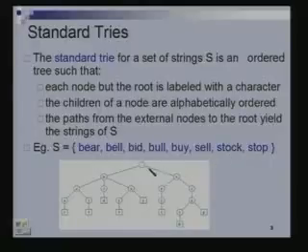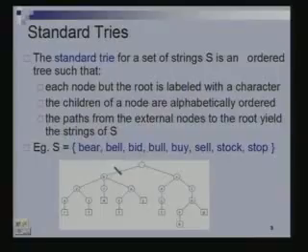Now I'm going to create a tree here. This is not a binary tree. In fact, the arity, the number of children that a particular node can have, can be as large as the size of the alphabet. We are working with the English alphabet, and let's say all our strings are lowercase characters, so the size of the alphabet is 26. So each node can have up to 26 children. Now, the children of a node are ordered alphabetically. What does that mean?